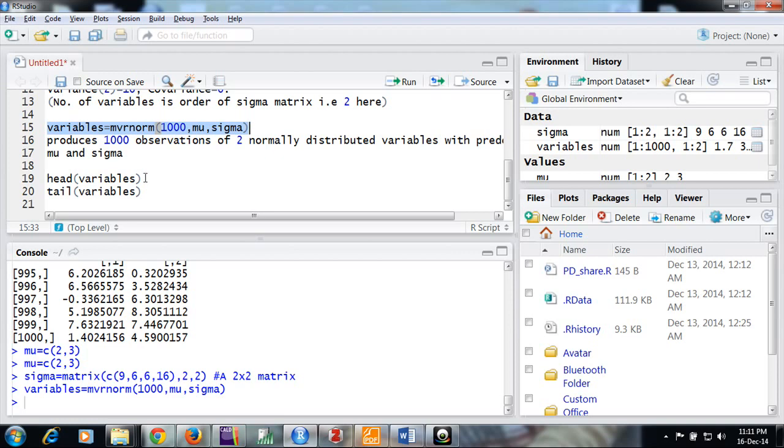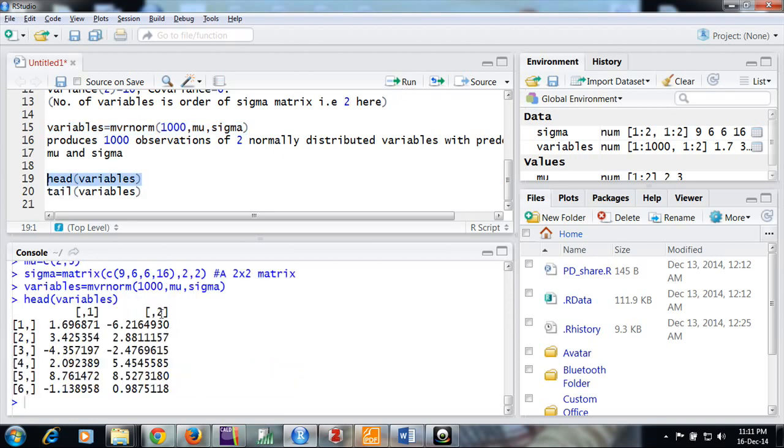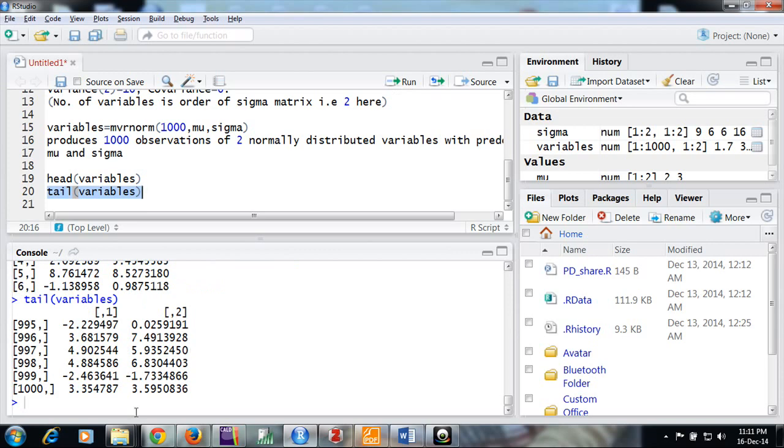So now we can see the head and tail. First head, run. This is the head of the variables, like 1 to 6, and this is the tail of the variables. This is 995 to 1000. So it is very easy, isn't it?